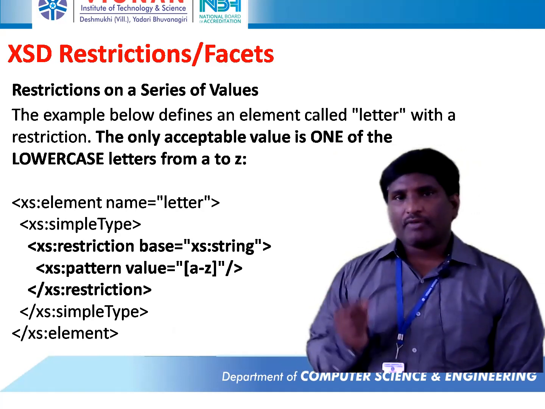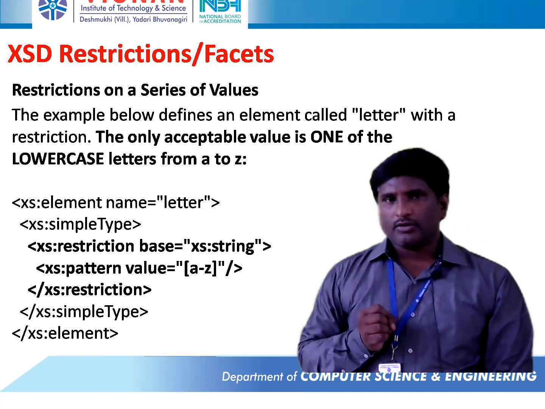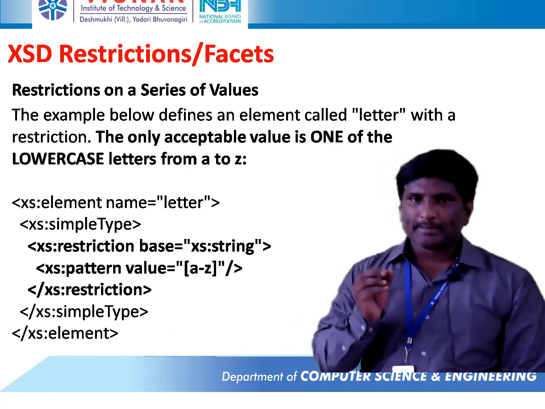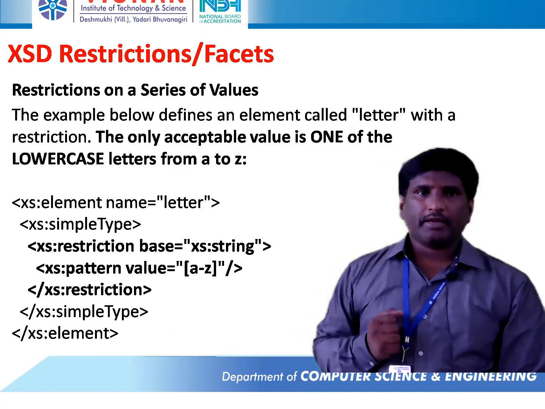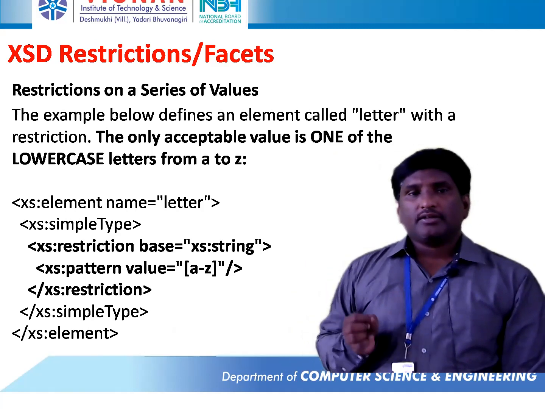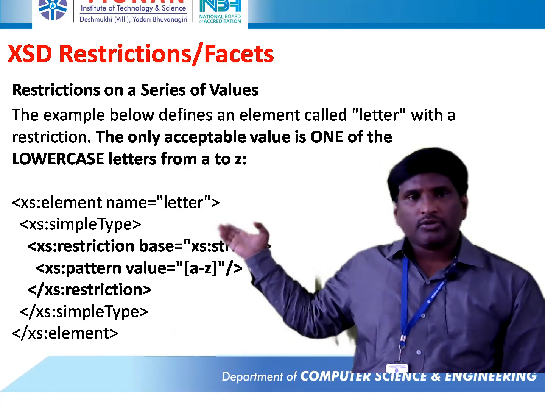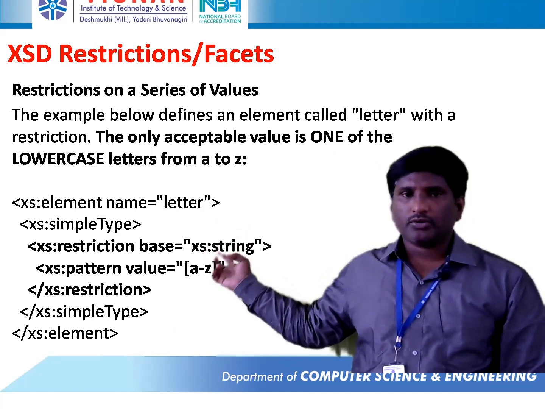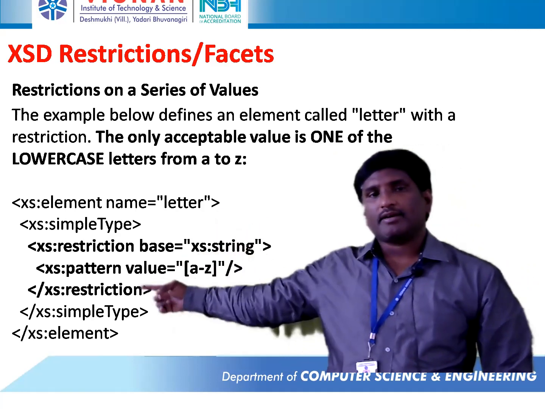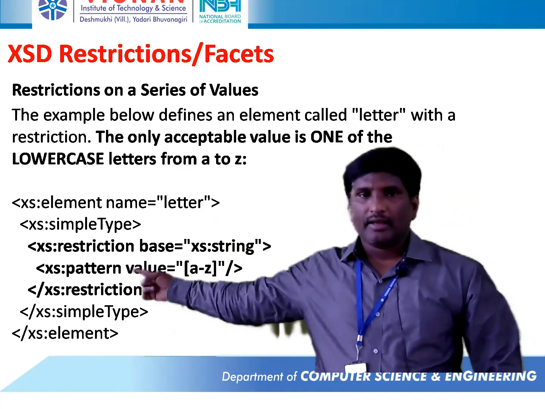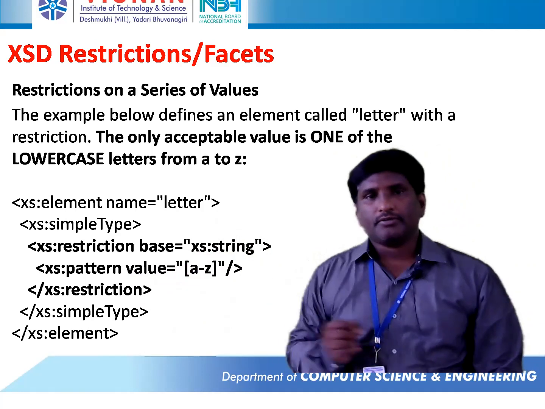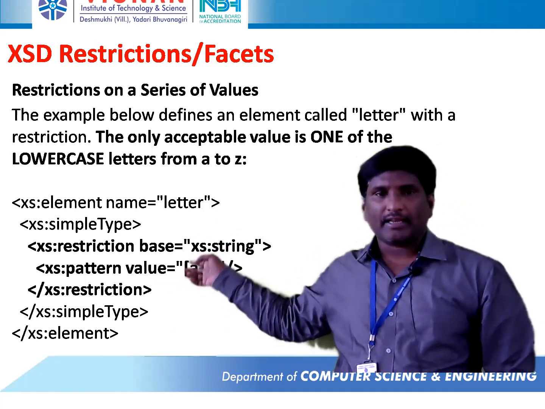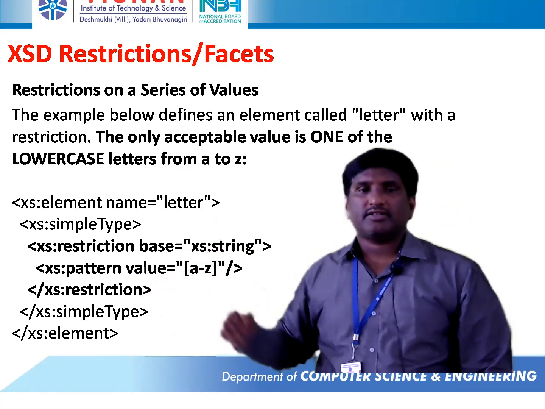Next, restrictions on a series of values. This example defines the element called letter with a restriction: the only accepted value is one of the lowercase letters from a to z. That is my restriction. For the letter element, restriction base equal to xs:string, and the pattern. We are using pattern value equal to [a-z], small a to z. This is a regular expression, and close the restriction.